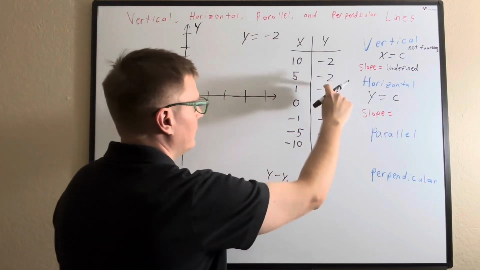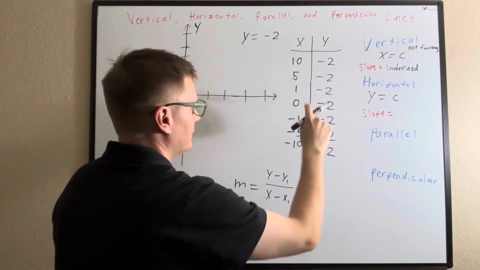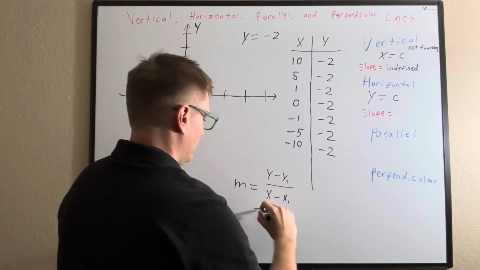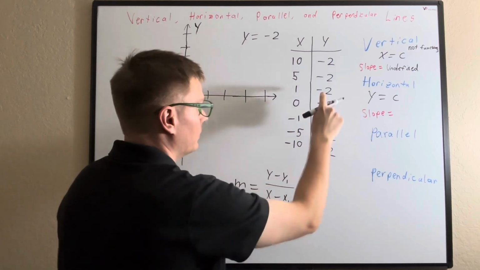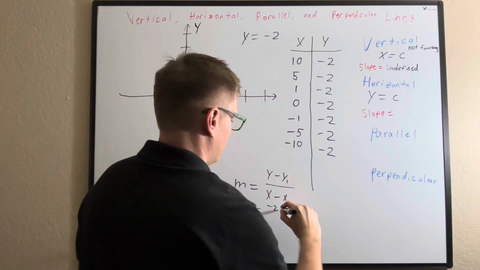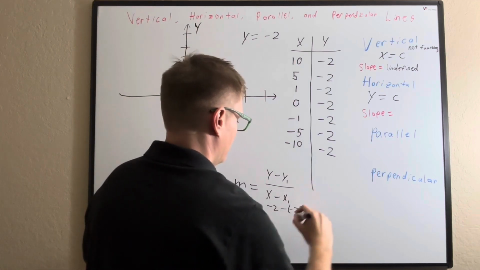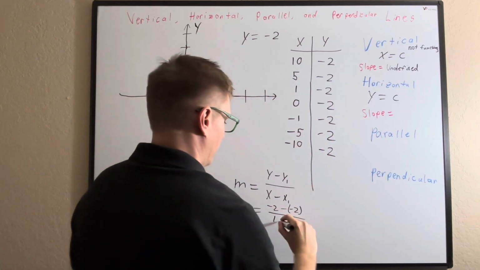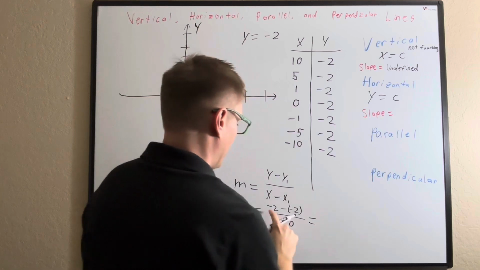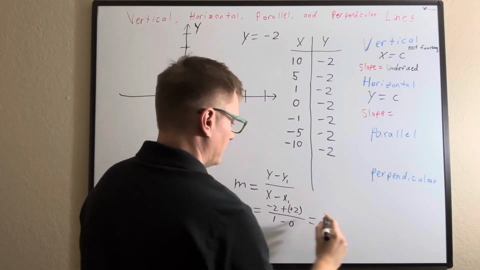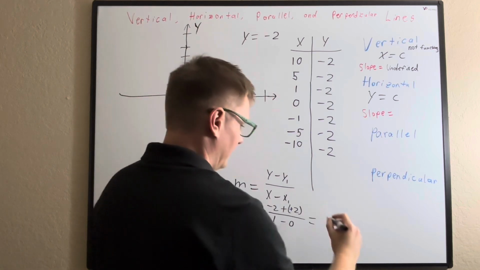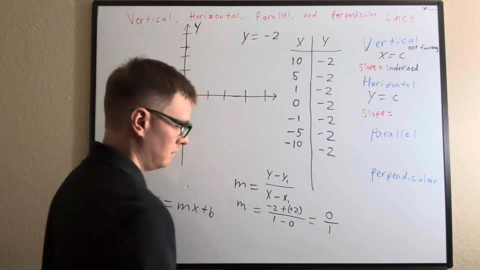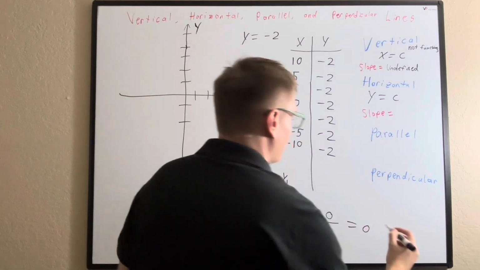So just take any 2 points. Let's take these 2 points because they're the easiest. 1, -2. So y minus y1, -2 minus -2, over x minus x1, 1 minus 0. -2, and a double negative becomes a positive, so -2 plus 2 is 0. 1 minus 0 is 1. Okay, so our slope is 0.